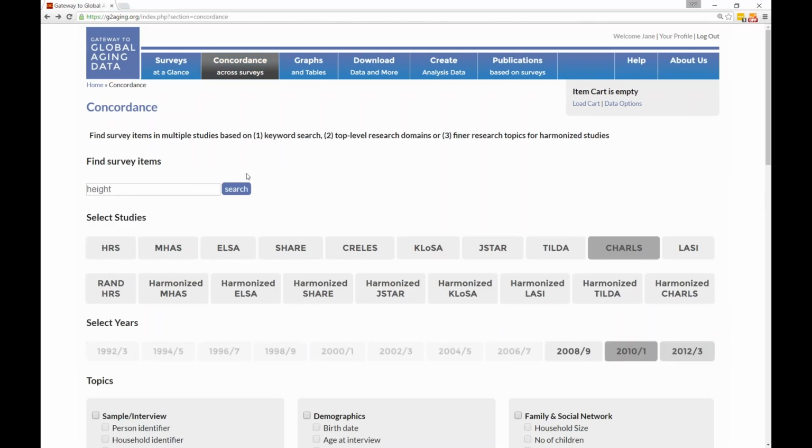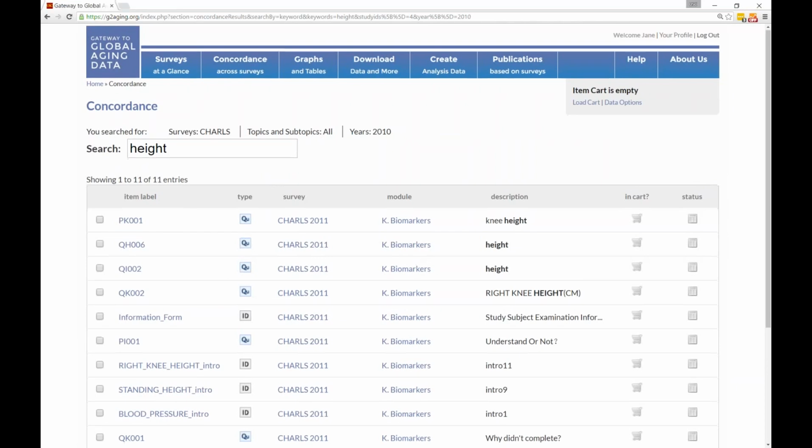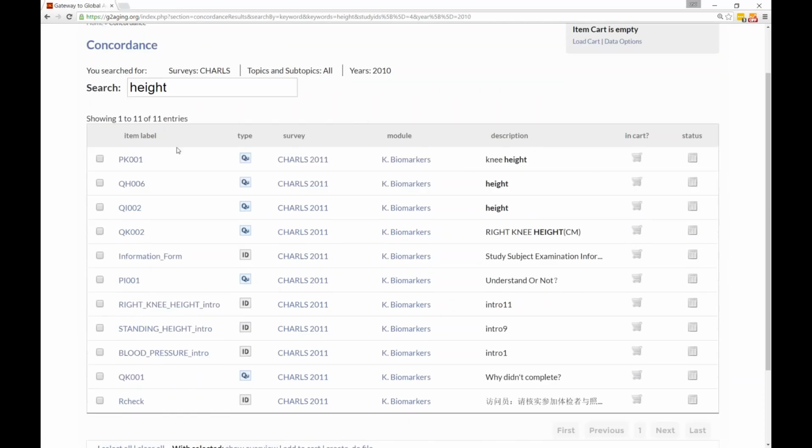We can look at their wave 1 here. So you can see that here we have height. We have a couple different questions about height in the description. We have knee height, looks like maybe a regular height, and then some questions about maybe why they didn't complete, here at the end. And for any of these, we could jump into the module level, so at the biomarker level, or go into the item.